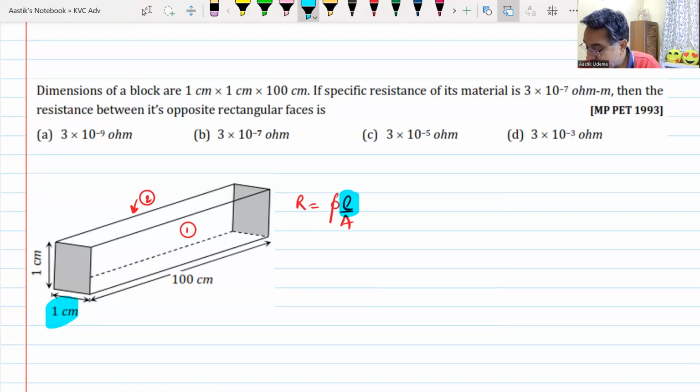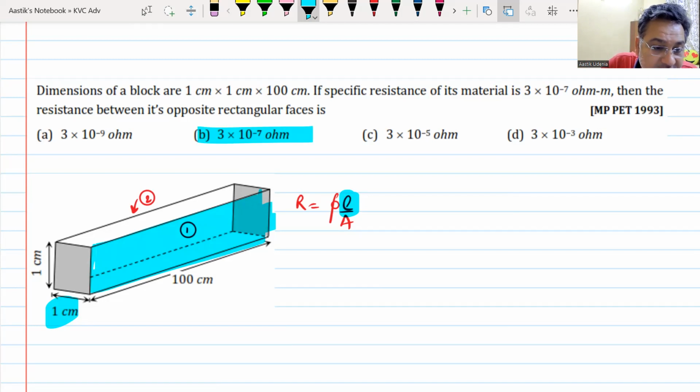And the area is the area of this face. And the area of this face will be 100 multiplied by 1. If you put these values with the correct units and the correct powers, because this question is all about units and powers, if you are putting it in the correct unit and the correct power, then only you are going to get the correct answer. Do we understand this? Yes, sir.